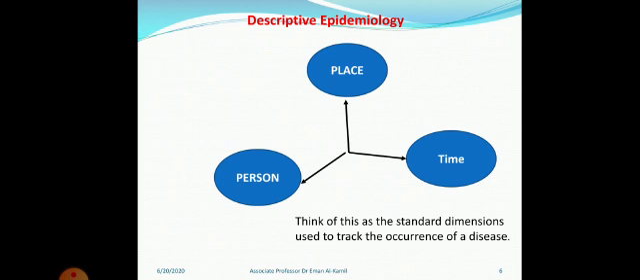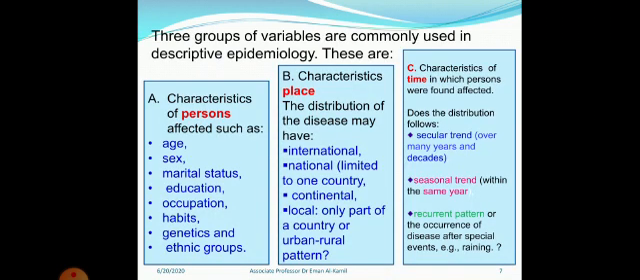So in a descriptive study, we are going to describe the occurrence of disease regarding personal characteristics, place distribution of the disease, and the time occurrence of the disease. So three groups of variables are commonly used in descriptive epidemiology, as we mentioned: the individual characteristics such as age, sex, marital status, education, occupation, habits, genetic factor, and ethnic group. There are different diseases that occur regarding age or sex or marital status, socioeconomic status or occupation or genetic factors, and we are going to discuss this later.